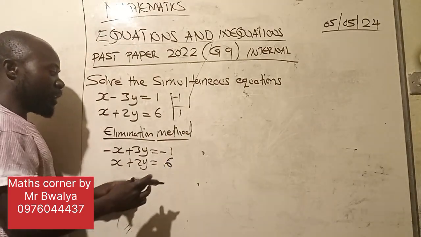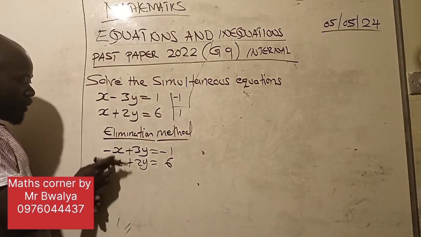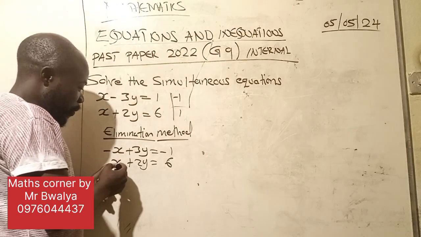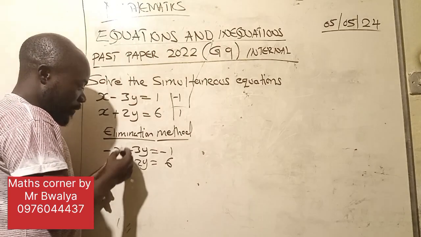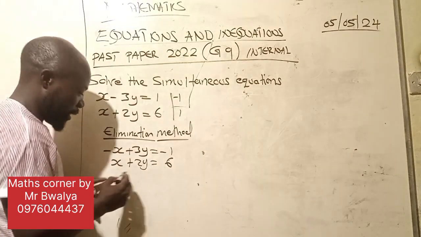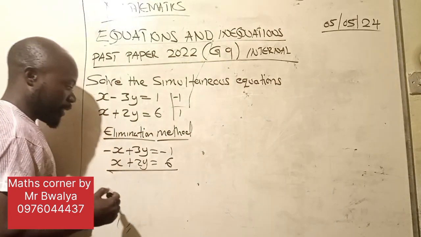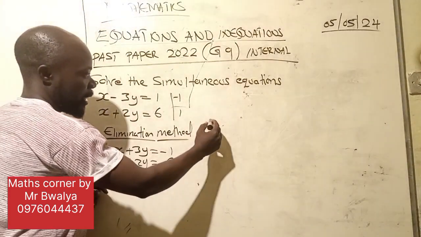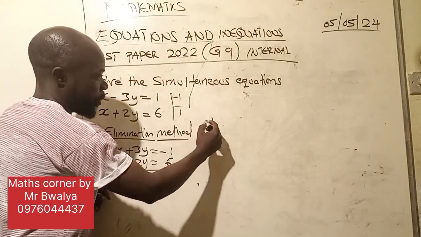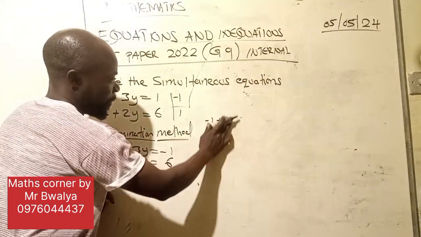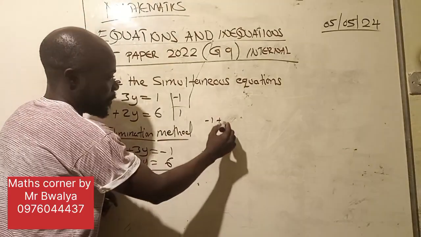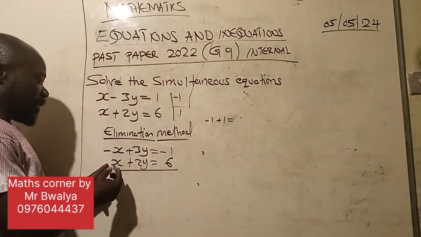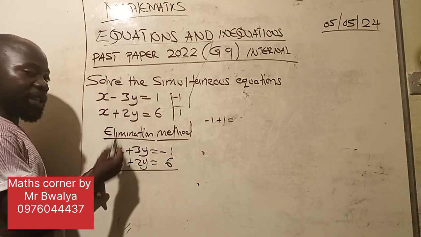You have two different signs at this point, so that it is easy for you to add or subtract. Then from there you draw the line. Here they're telling you to say negative 1 plus 1. What's the answer there? Negative 1 plus 1. That's the coefficient of x here, which is 1.